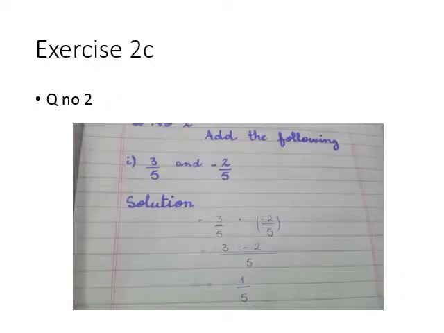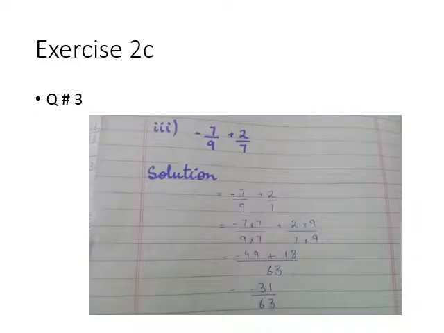Next question is exercise C, question number 2. Add the following: 3 by 5 and minus 2 by 5, and write here the sign plus. Both the fractions have the same denominator, so we will write only one fraction, 3 minus 2 by 5, and we will get 1 by 5.